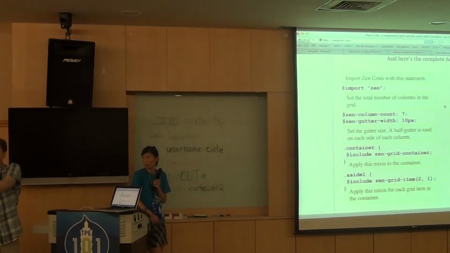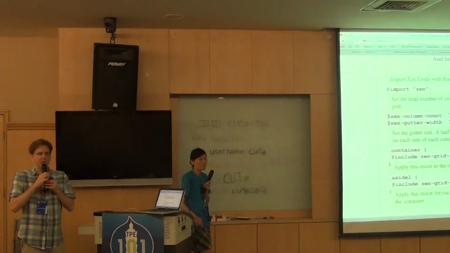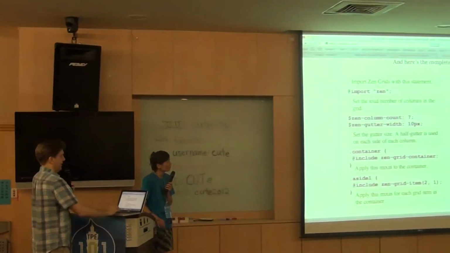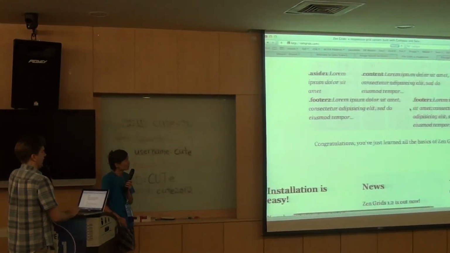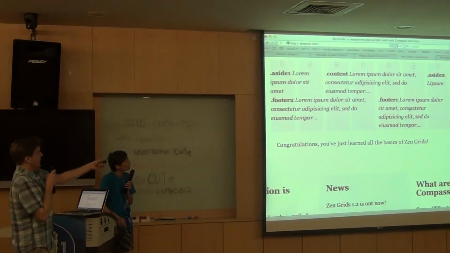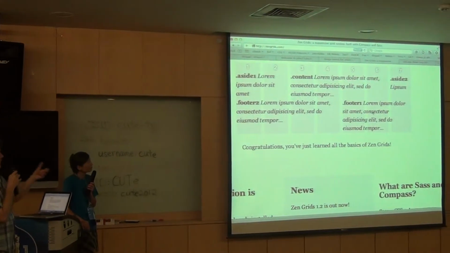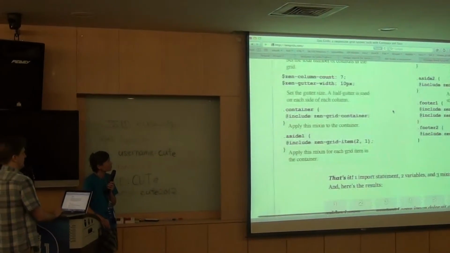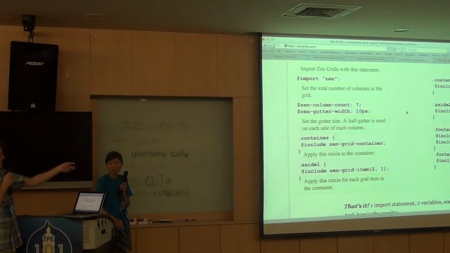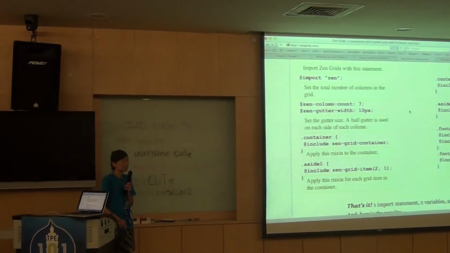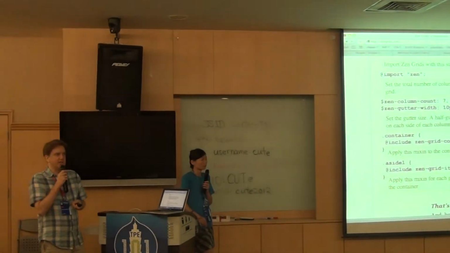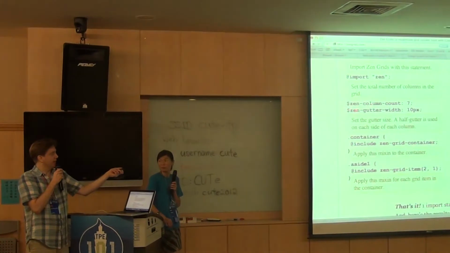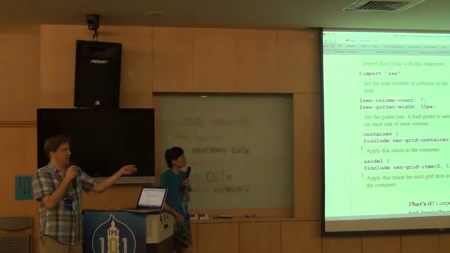And then I've decided that I want to use 7 columns as my grid. So I'm going to have sort of 7 vertical. Let me show you an example here. I'm going to have 7 columns in my layout. So in order to tell Zen grids that, I just set this variable. This is one of the things that Sass adds to CSS, the ability to set variables. So we're going to set this variable to say 7.